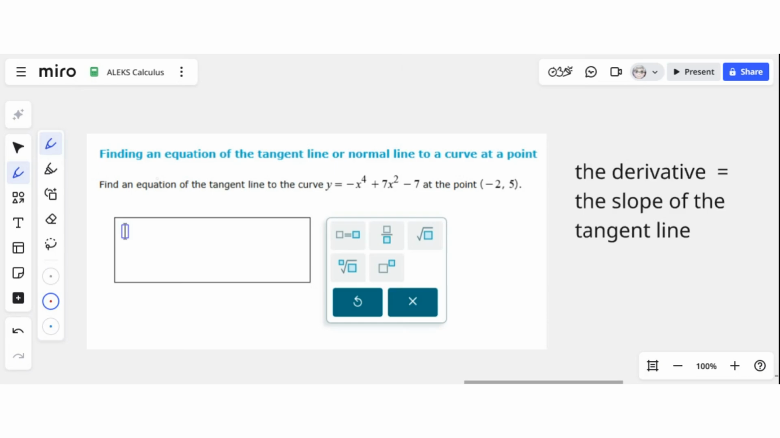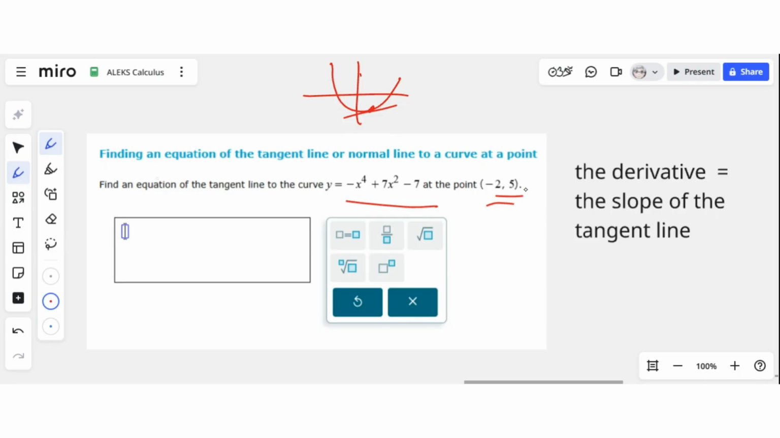Here, we're being asked to find the equation of a tangent line, or sometimes it's called the normal line, to a curve. So if you've got a curve, the tangent line is going to be the one that just barely touches it at a certain point. They're giving you the point and they're giving you the curve. The only thing we need to remember is that the slope of the tangent line is the derivative.